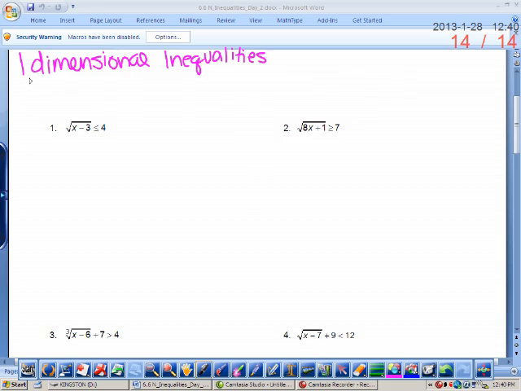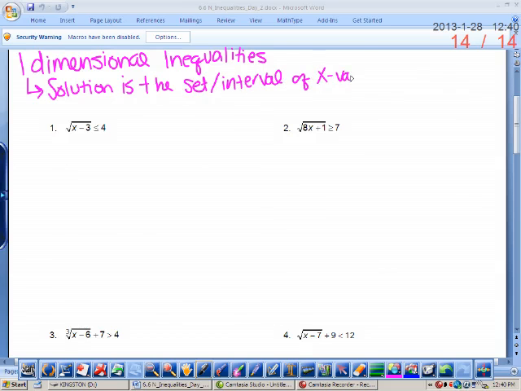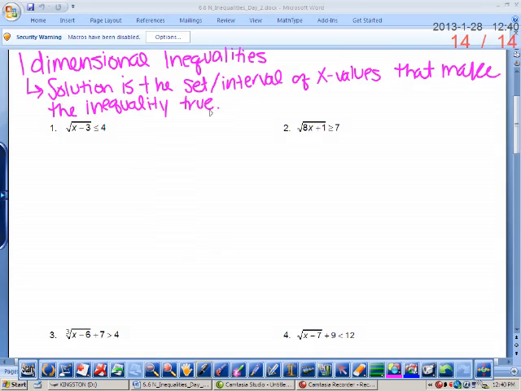And when you solve a one-dimensional inequality, your solution is not going to be a shaded region like when we had two-dimensional. It's going to be the set or interval of x values that make the inequality true. So you're not going to get like x equals 7, and you're also not going to get the point (12, 4). You're going to get a set of x values.